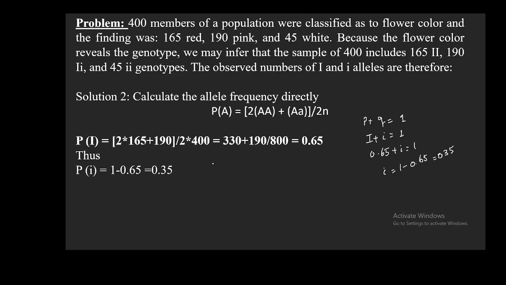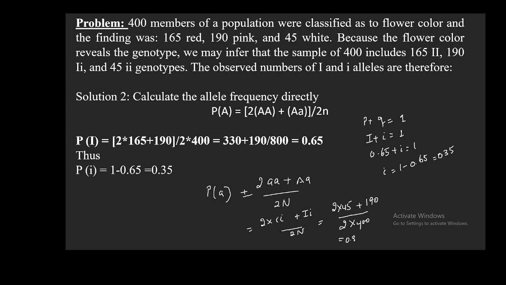You can also calculate the frequency of the small a allele by this formula, where you write 2 into AA plus Aa by 2n. So you know the number of ii, plus capital I small i, by 2n. You know small ii is 45, capital I small i is 190, divided by 2 into 400. So if you calculate, you will get 0.35.